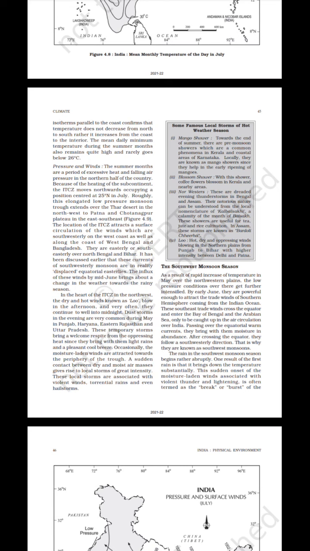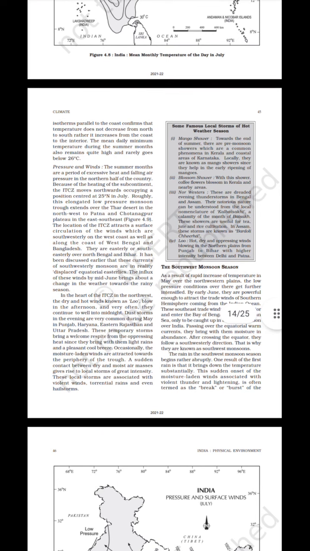It has been discussed earlier that these currents of southwesterly monsoon are in reality displaced equatorial westerlies. The influx of these winds by mid-June brings about a change in the weather towards the rainy season. In the heart of the ITCZ in the northwest, the dry and hot winds known as Loo blow in the afternoon and very often they continue well into midnight. Dust storms in the evening are very common during May in Punjab, Haryana, eastern Rajasthan and Uttar Pradesh. These temporary storms bring a welcome respite from the oppressing heat since they bring with them little light rains and a pleasant cool breeze.